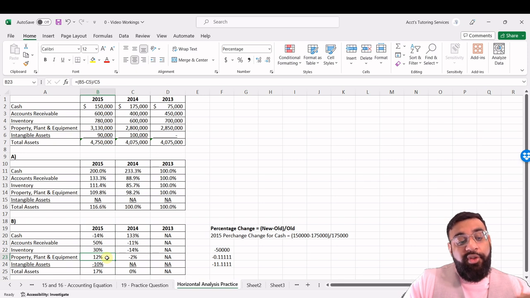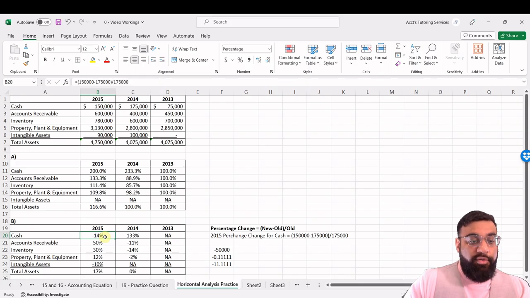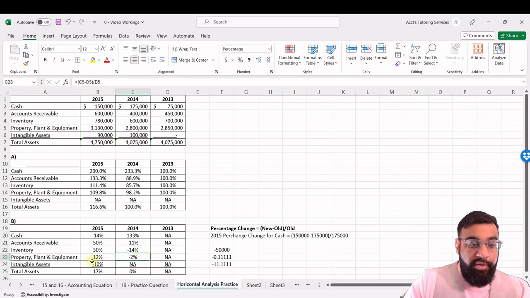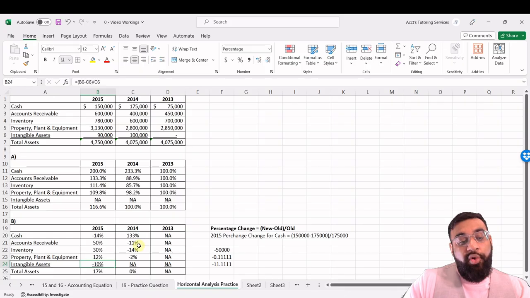So we're investing in the future growth of our business, and maybe that's why cash decreased, because we're spending our money on the future growth of our business. Whereas intangible assets decreased, so that could be either we sold off intangible assets or the value of our patents decreased, because patents become impaired over time. So this is how we analyze the financial statements using horizontal analysis.